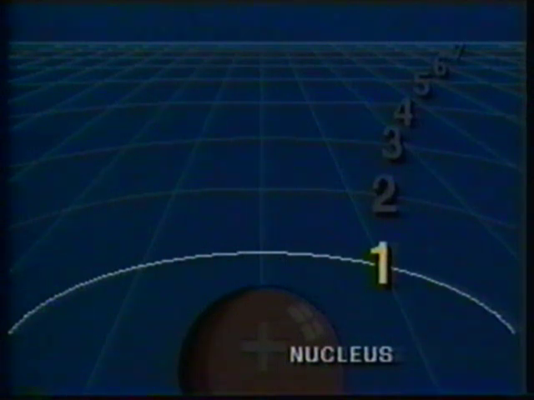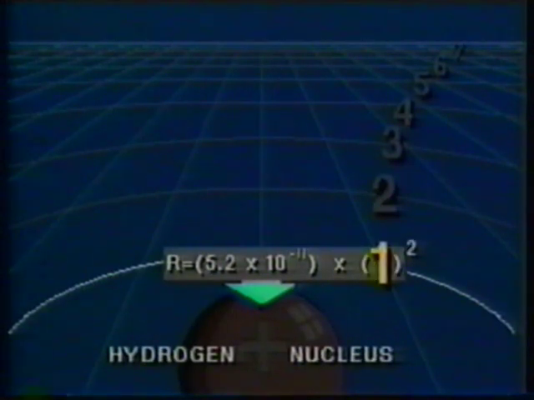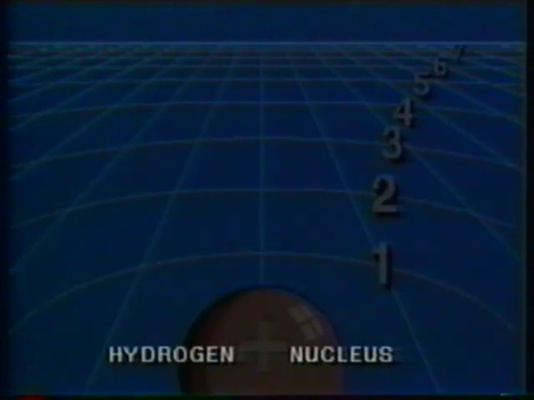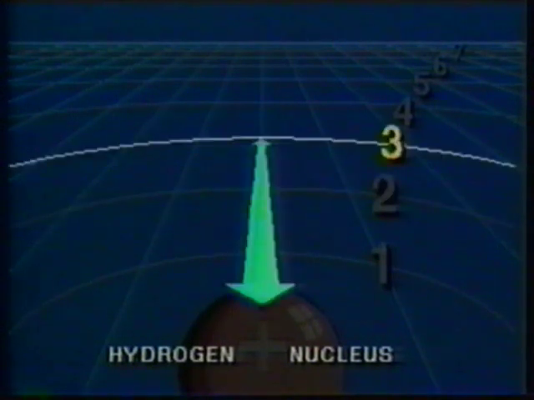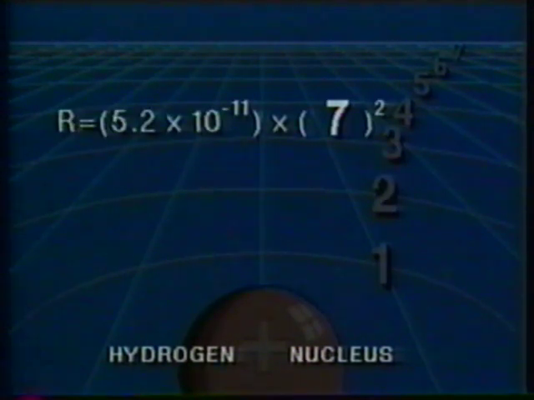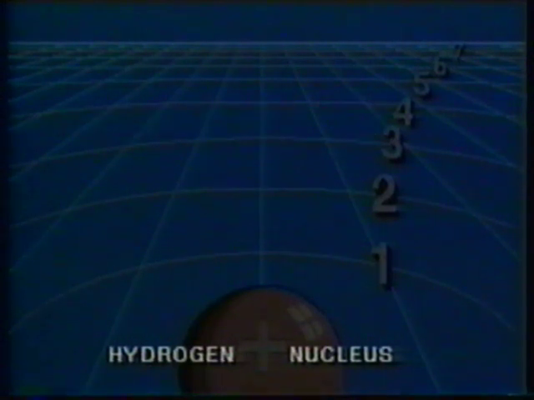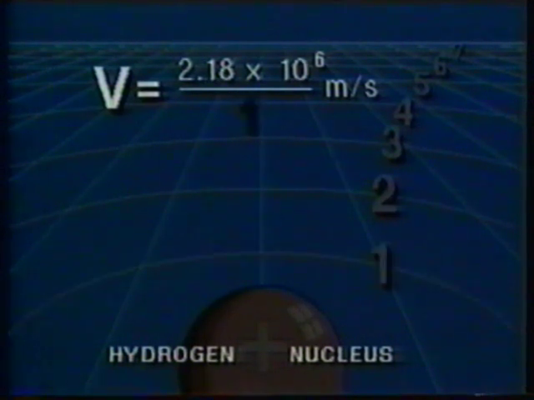Bohr predicted that for the hydrogen atom, the radius of those allowable orbits was given by an equation directly related to the orbit number. Because the radius depends on the square of the orbit number, the distance to successive orbits increases rapidly. There is no theoretical limit to the number of orbits. Bohr developed another equation to predict the speed of an electron in each orbit.